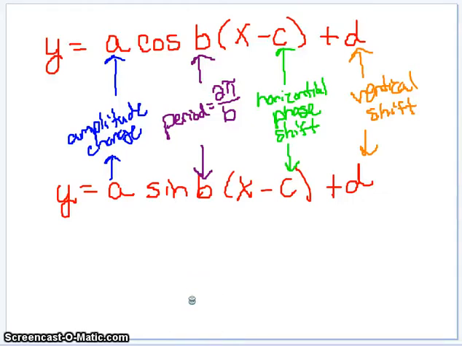Hey everybody, we are going to discuss vertical shift today. I hope to make this short and sweet, but hopefully you will be able to pick up on this very easily. The vertical shift is just like every other function. It's going to be hanging out down here on the end. Obviously, if you add a d, the entire graph is going to go up, and if you subtract a number, the entire function is going to go down.